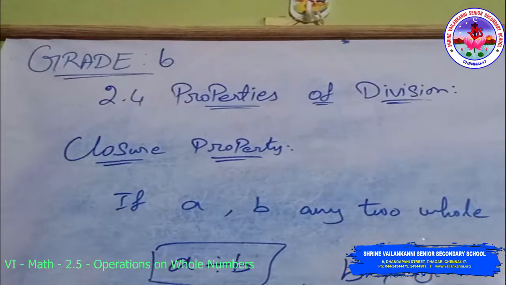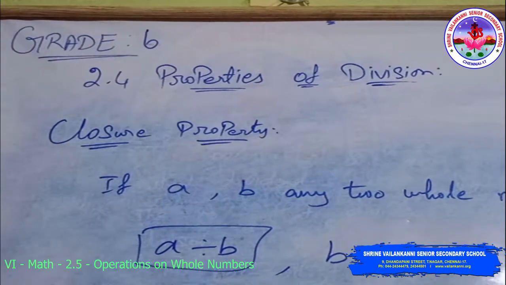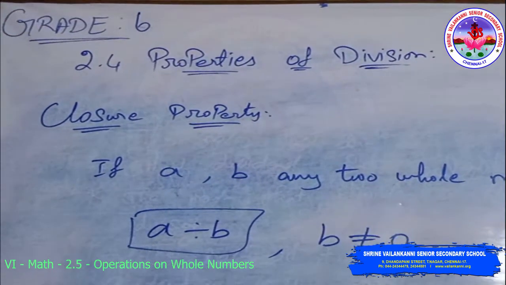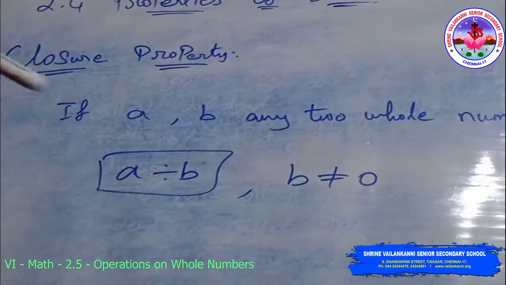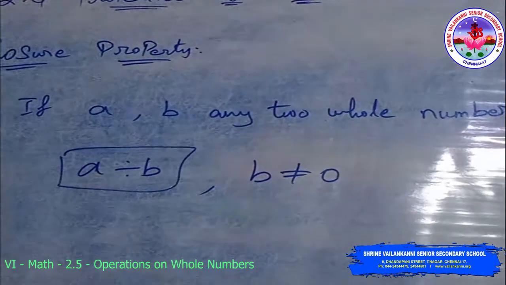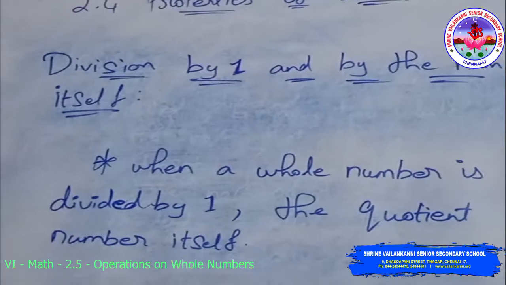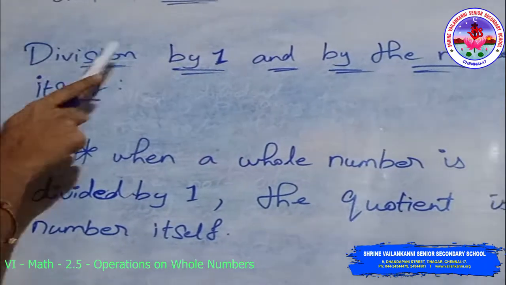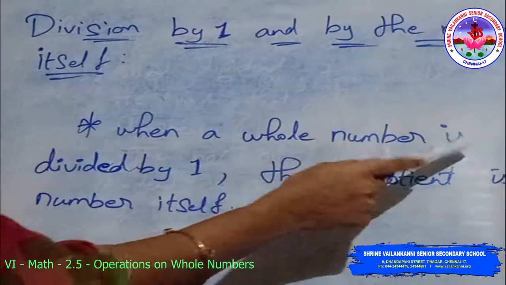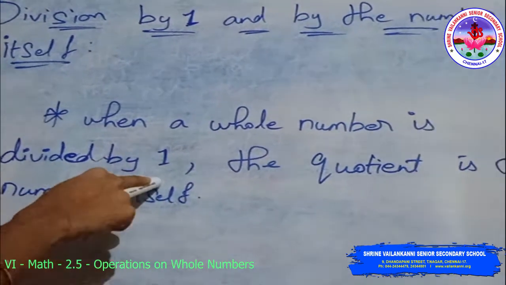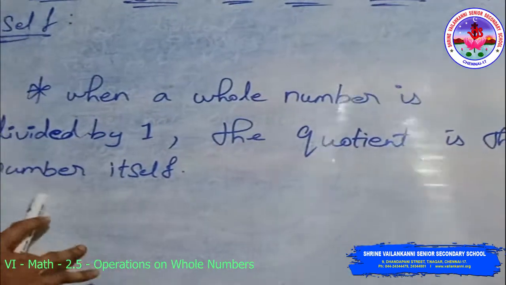Closure property. If A and B are any two whole numbers, B not equal to 0, A divided by B is not necessarily a whole number. The next property is division by 1 and by the number itself. When a whole number is divided by 1, the quotient is the number itself.